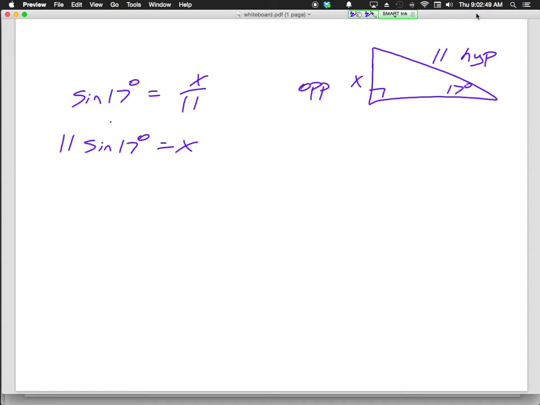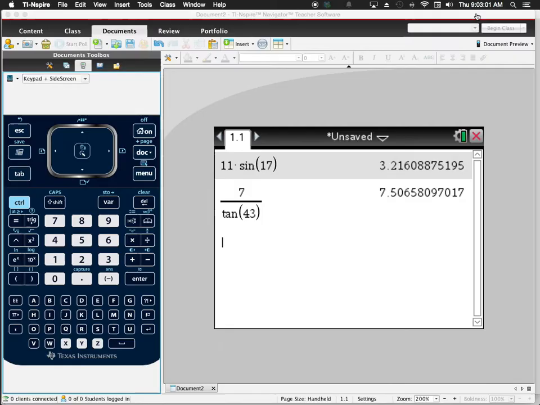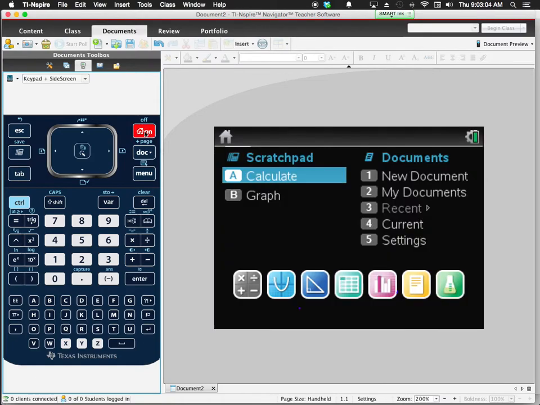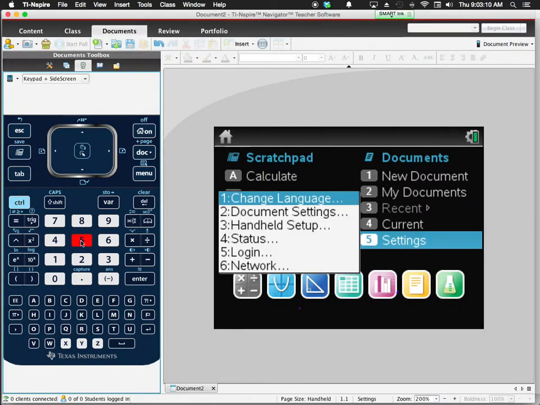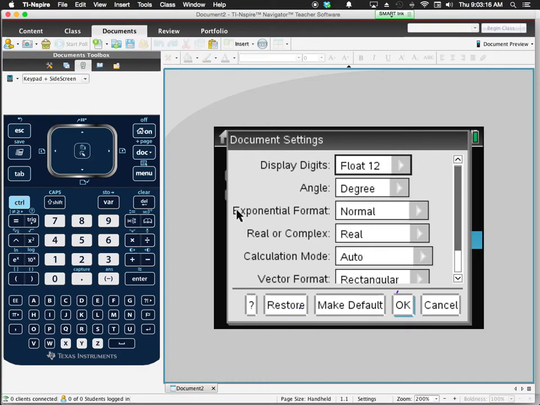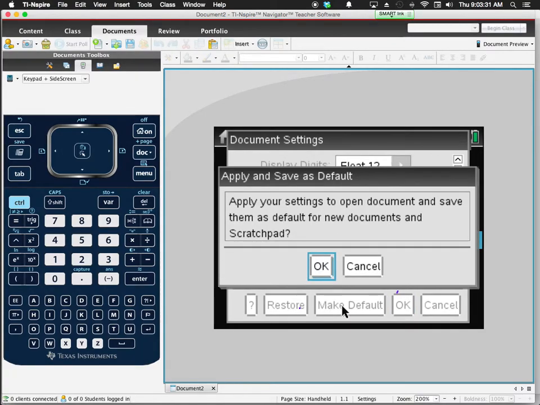First thing we've got to do is make sure we're in the correct mode, because I'm guessing that a lot of your calculators are in the wrong mode. We want to go to the home screen, and then go to settings, which is 5. Then go to document settings, which is 2. The second one, where it says angle, make sure that is in degree mode. Click on it, make sure it's in degree mode. Then go all the way down to the bottom where it says make default, and hit make default to close that screen out.